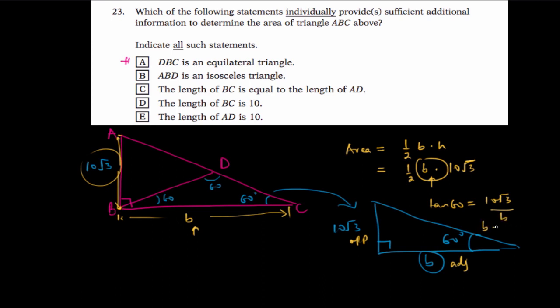So from here my B is going to be 10 root 3 divided by the tangent of 60. So that means if DBC is an equilateral triangle, then I can find the area, because I can find B. So this works.